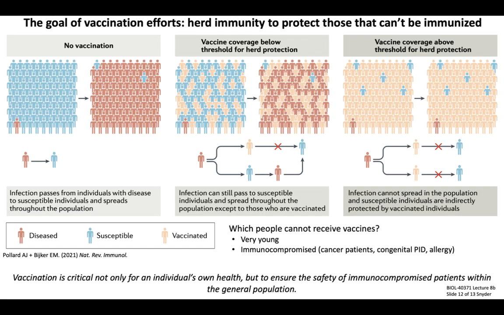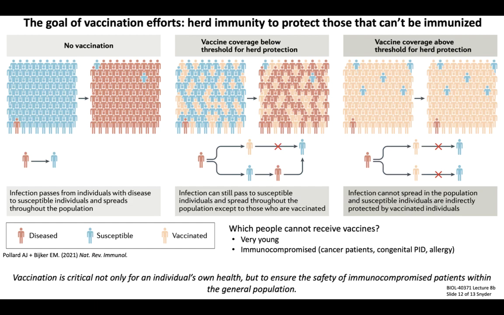I want to end today by talking about an epidemiological principle called herd immunity or herd protection, which is kind of the central goal of population-wide vaccination initiatives. Herd protection is important for protecting members of society who can't be safely vaccinated themselves.